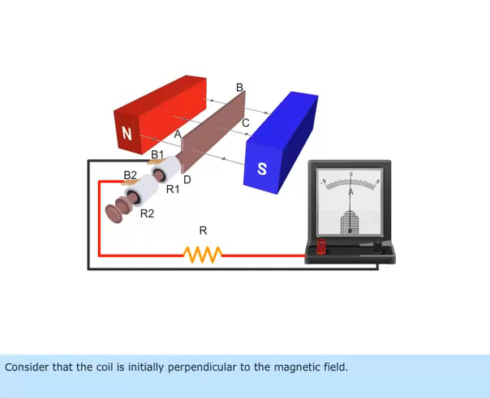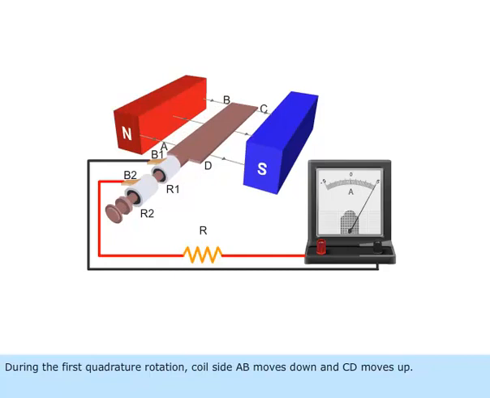Consider that the coil is initially perpendicular to the magnetic field. During the first quadrature rotation, coil side AB moves down and CD moves up. During this cycle, the current in the coil flows from D to A. In the external circuit, the current flows from brush B2 to B1.